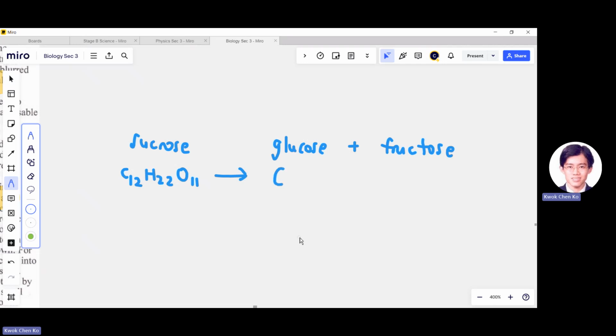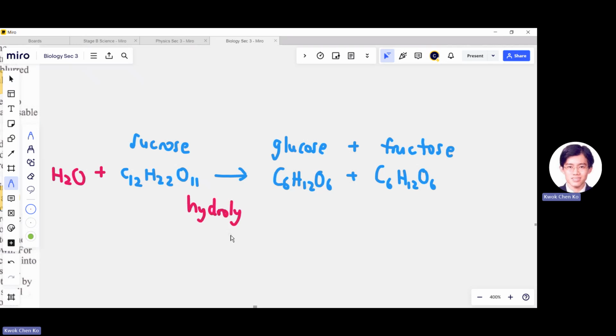Then the formula for glucose, C6H12O6. Fructose, good news, has the same formula. But do you notice there's an imbalance? So you have to balance them out. How? Yes, you need to add a water here to balance it. So that's why this is called a hydrolysis reaction, because you need water and actually water breaks up. Go and count if you're not convinced.